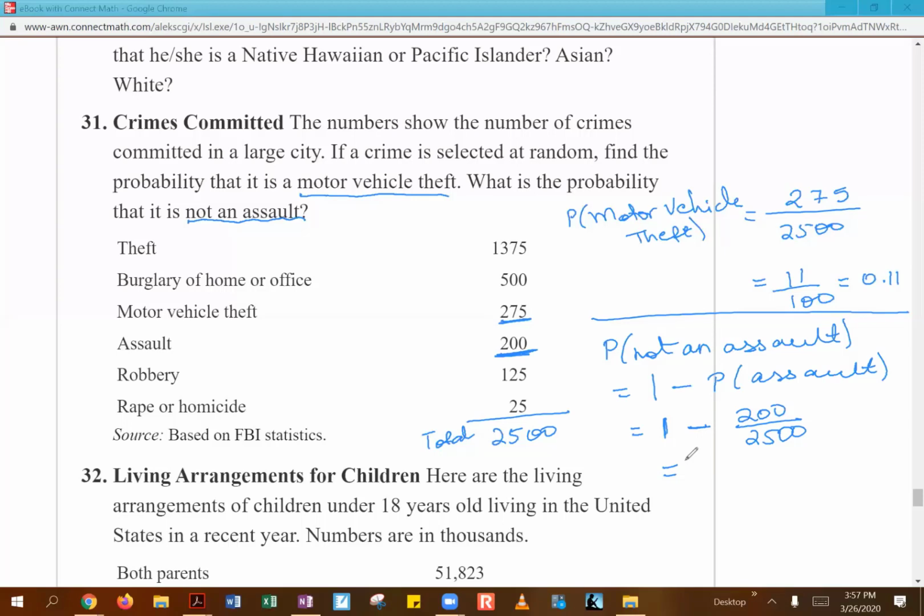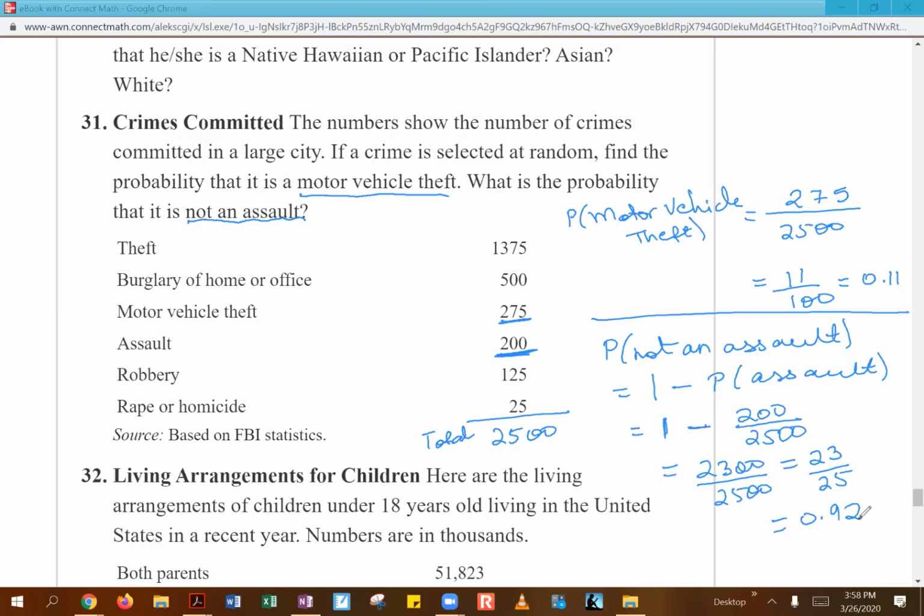This one will come out to be a reduced fraction. You can write this as 2,300 out of 2,500. If you just do a simple subtraction between those two as a reduced fraction, this would of course be 23 out of 25, and then as a decimal, it's going to be 0.92.